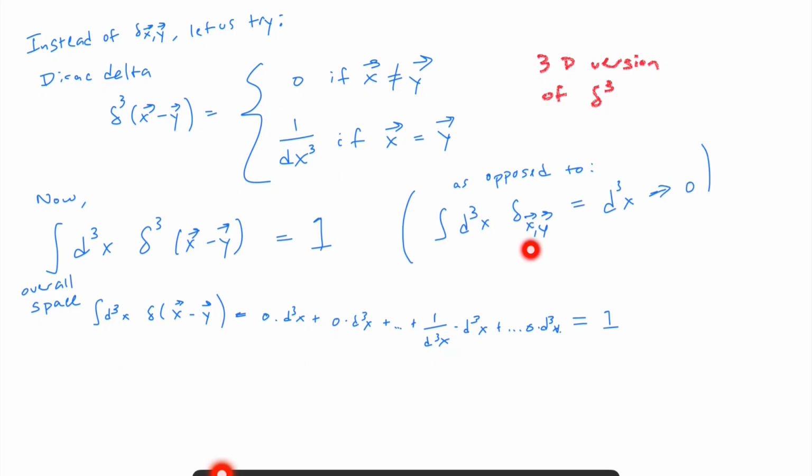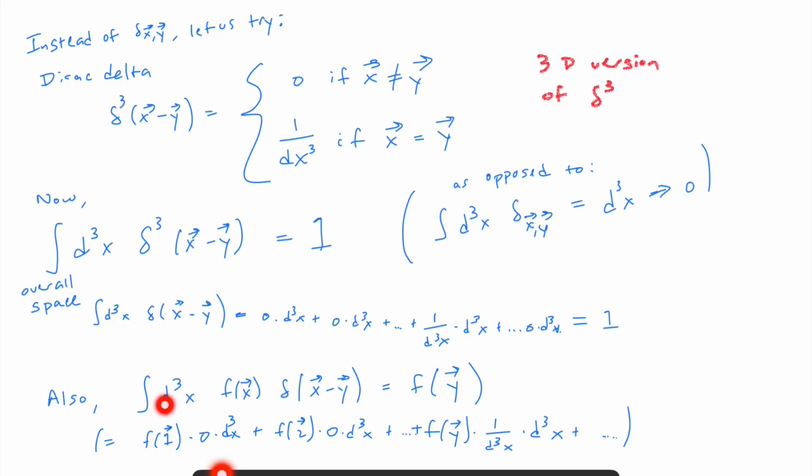Of course, if you did that with the regular Kronecker delta, if you just expand this sum, you'll just get d³x. There would be no 1 over d³x, so these wouldn't cancel. So you have 1 times d³x, and the rest of them are 0, and d³x would really approach 0 rather than what you desired, 1. So this is why you have to switch from the Kronecker delta to the Dirac delta.